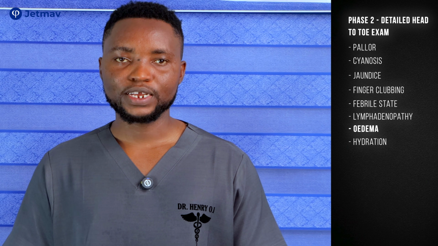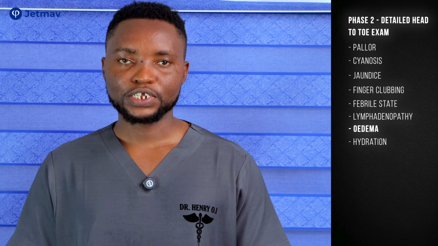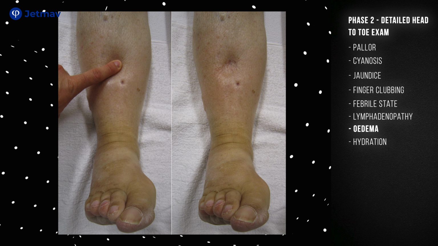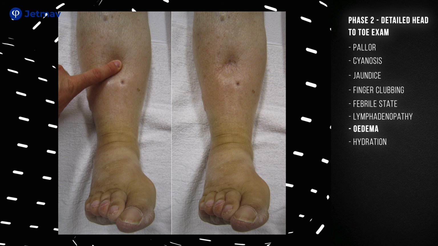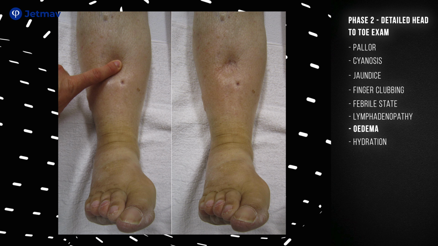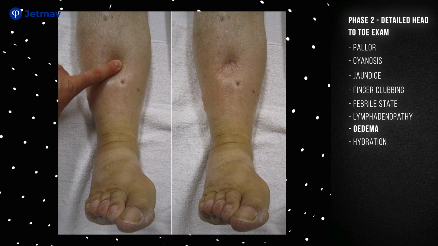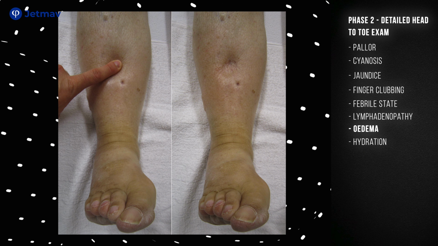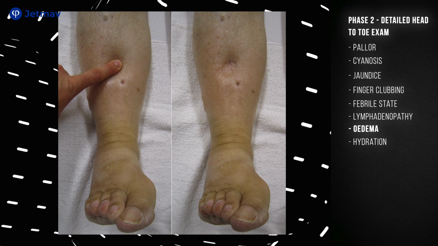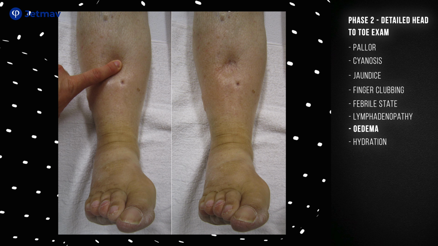The next feature of systemic inflammation is edema. So edema is swelling due to fluid accumulation in tissues. In general exam, we look specifically for pedal edema, which is swelling of the feet or the ankles, and sacral edema in bedridden patients. To check for edema, you place your thumb firmly over a bony area like the shin or the top of the foot for a few seconds, then release. So pitting is present if the indentation remains where you pressed.